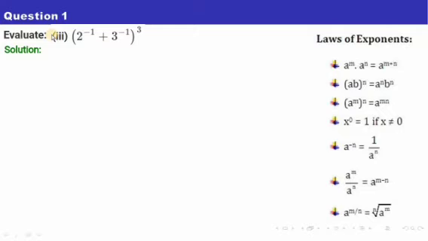Let's have a look at another question. So I'm taking number 3 from question number 1. Okay, so again we'll apply the same rule. 2 to the power minus 1 can be written as 1 by 2, and similarly 3 to the power minus 1 can be written as 1 by 3.